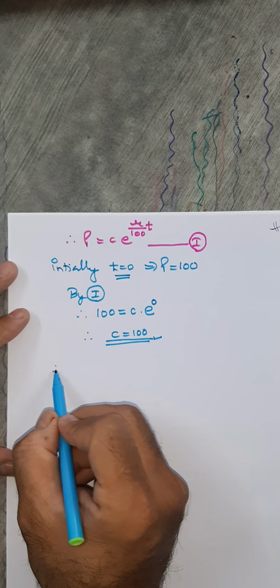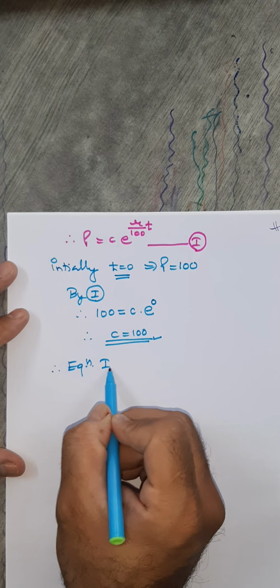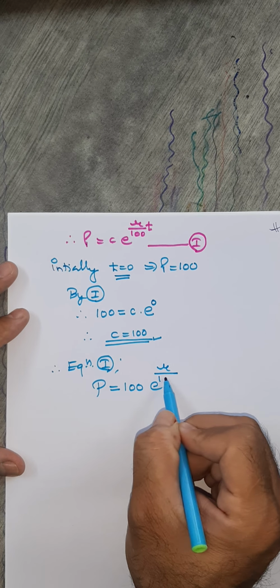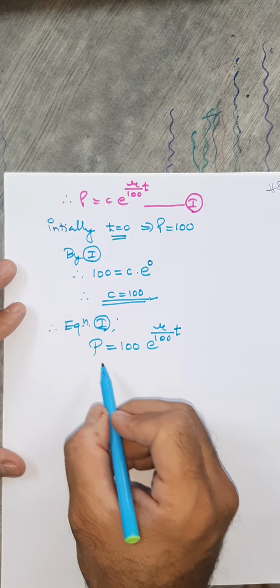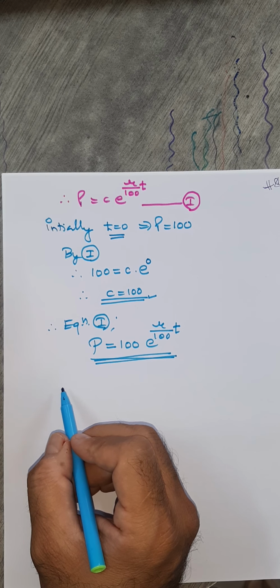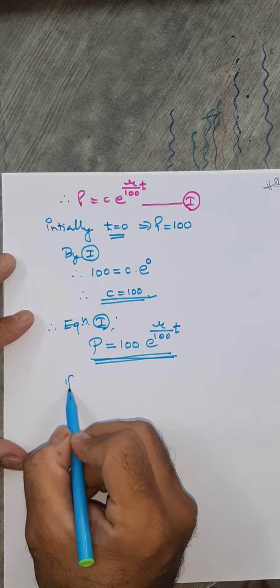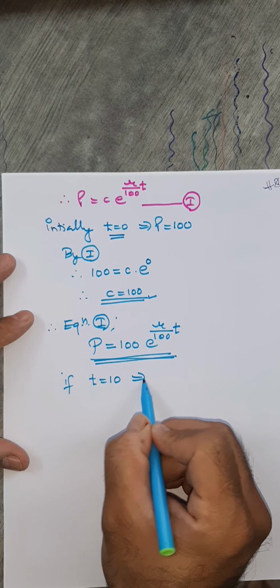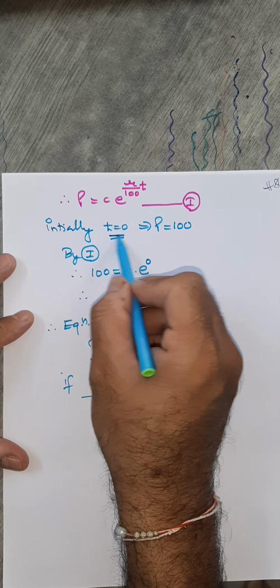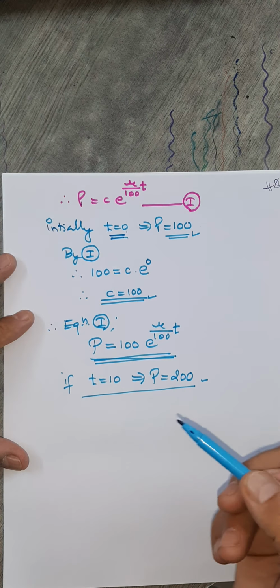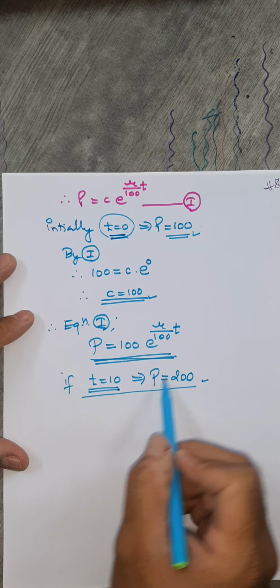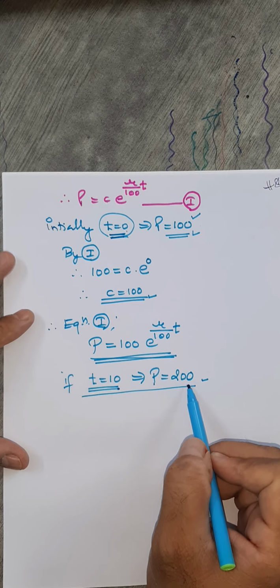Right? Now I'll place it there. Therefore, equation 1 becomes p equals 100 into e raised to r by 100 t. Fine. Up to this, we have just obtained the constant c. Now, what is given? Rupees 100 double itself in 10 years. That is, if t equals 10, then the principal becomes 200. I hope this is clear too. Initially it was 100 at t equals 0, like the previous question. Now in 10 years means now t is 10. What about the principal? It was 100 here. Now it becomes what? 200.